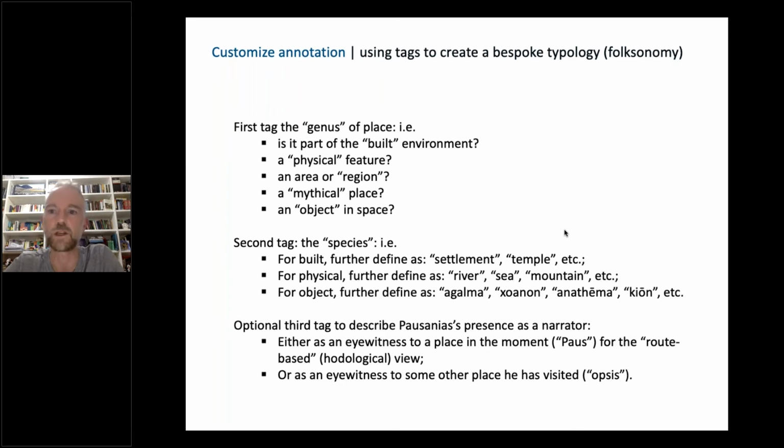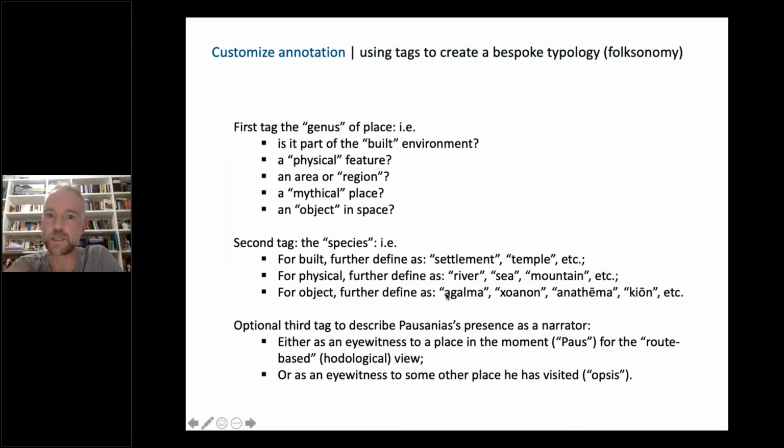Is it a physical feature? Is it a region, some kind of territory? Is it a mythical place? Is it an object in space? Because Pausanias gives you such granularity. It doesn't just tell you about the settlement, but he drills down. We're going to see that's an issue in a second.